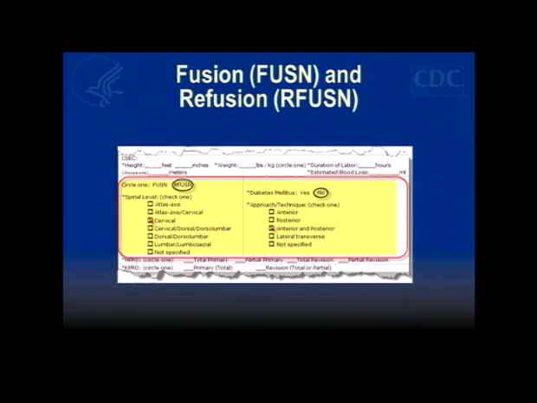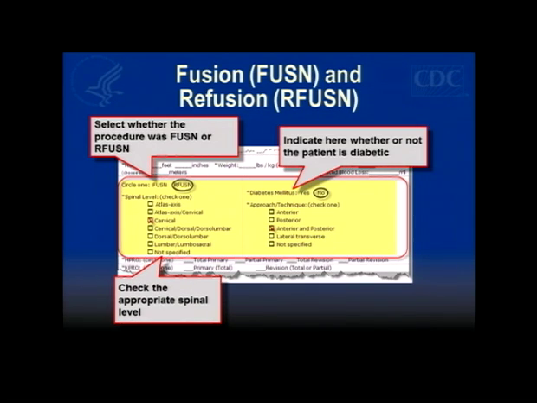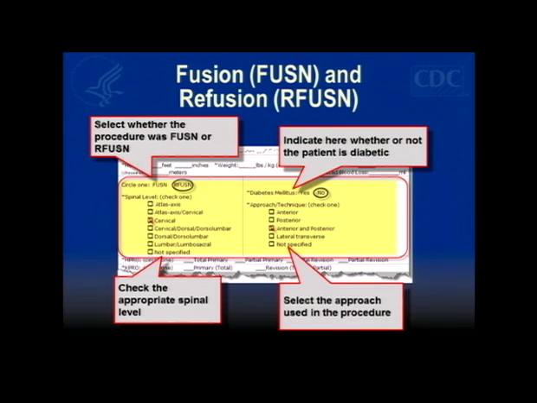For spinal fusions and refusions, we collect data on spinal level, on diabetes, and the approach or technique. So you indicate which procedure you're monitoring, and then check the appropriate spinal level, and then whether or not the patient is diabetic, and the approach that was used. And all of that should be documented because they're all indicated by ICD-9 code.